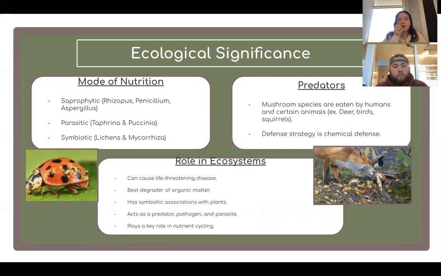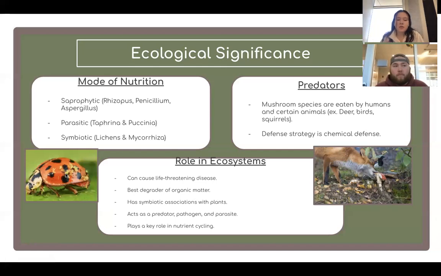Predators can be deer, birds, and other animals, squirrels, and humans, and most of the time tend to eat certain mushroom species. The common defense strategy for mushrooms is chemical defense. This is when they release a certain toxin that can impair the growth, development, and viability of the predator. So you can see in the picture in the bottom right a fox eating a mushroom, and in the picture in the bottom left a ladybug with a parasitic fungi.